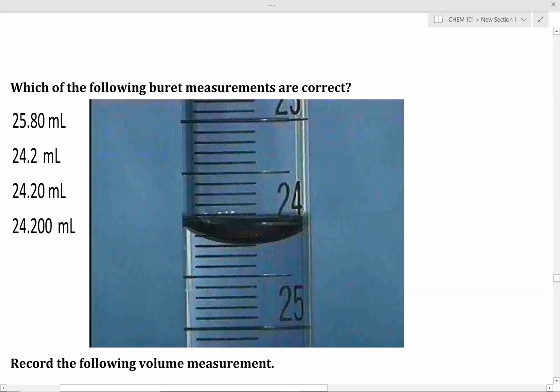Burette, yeah, you read from top to bottom. So above 24 is 24. Above 24 is, yeah. Yes, that's correct. Any questions? Any questions?